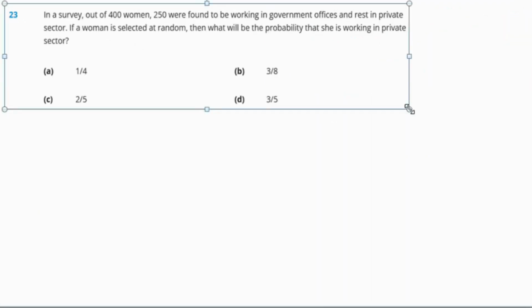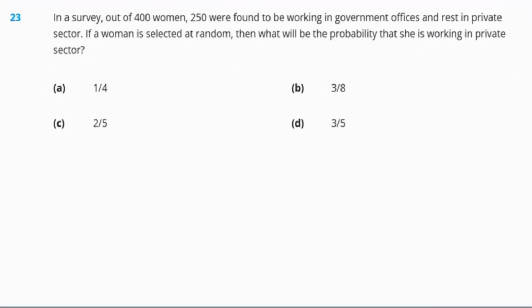Now next. In our next question, in a survey out of 400 women, 250 were found to be working in government offices and the rest in the private sector. If a woman is selected at random, then what will be the probability that she is working in the private sector?